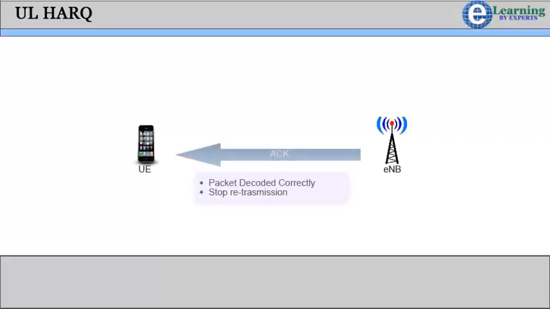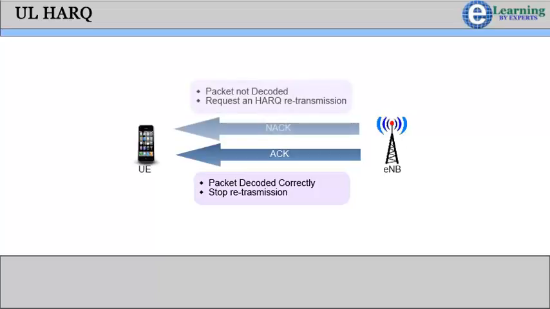This step is similar to ACK or NACK transmission on downlink. On the uplink, ACK or NACK is transmitted by the eNode B. The eNode B sends an ACK to the UE, indicating it has decoded the information correctly, and the HARQ transmission for this packet can be stopped. Otherwise, a NACK is sent to request an HARQ retransmission.